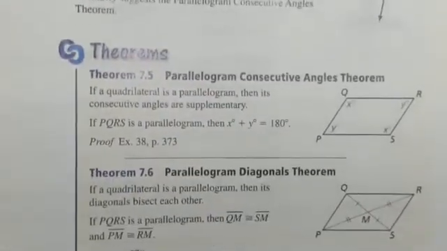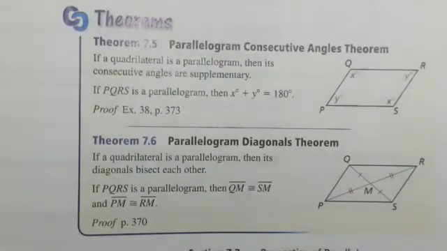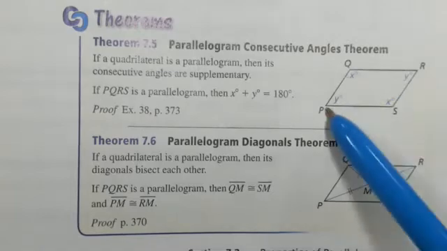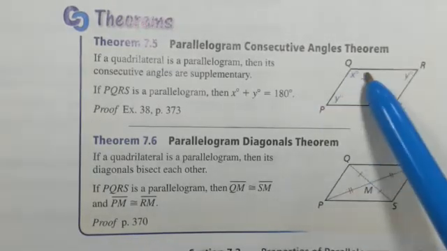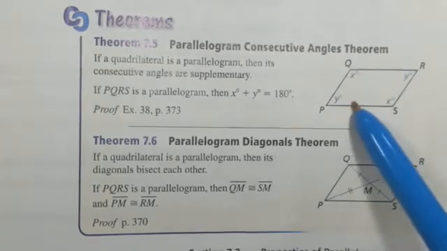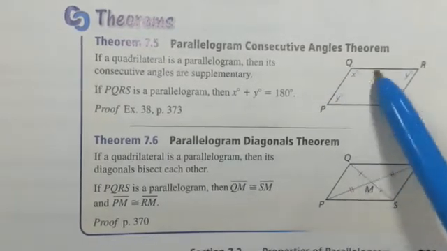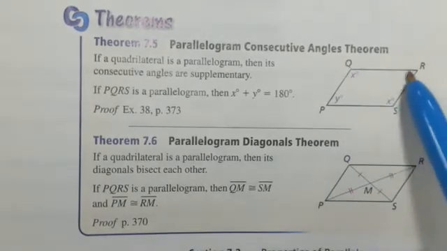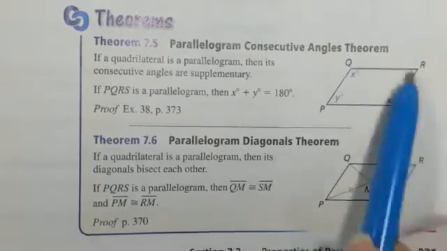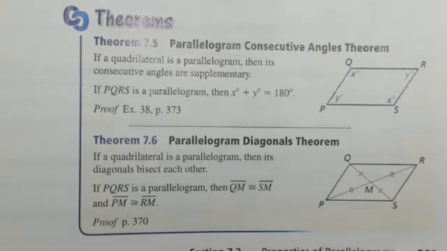Which brings us to our next set of theorems. It says parallelogram consecutive angles theorem. If it's a parallelogram, then consecutive angles are supplementary. So our opposite angles are congruent and our consecutive angles are supplementary. They equal 180 degrees. We have 180 degrees here. We have 180 degrees here. It's a quadrilateral, so it all adds up to 360.